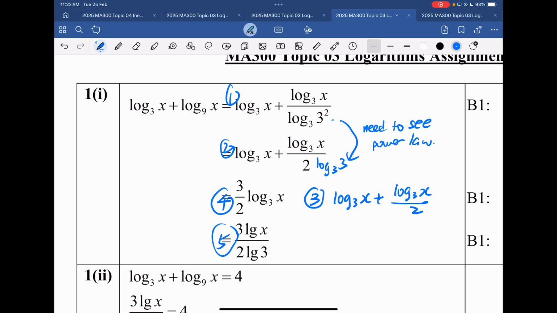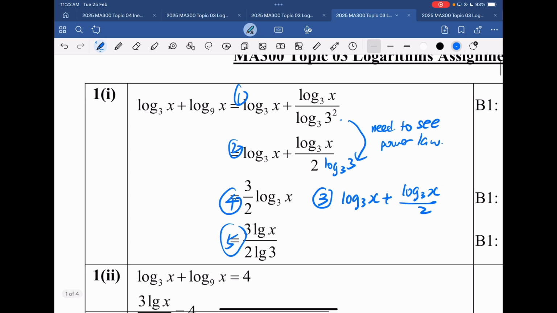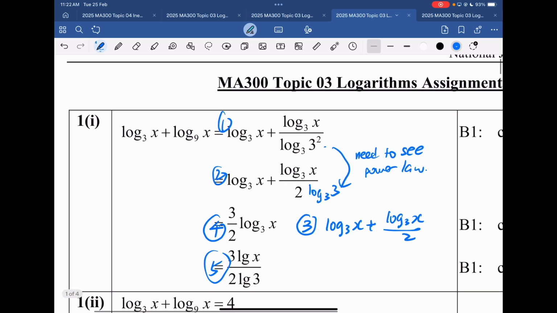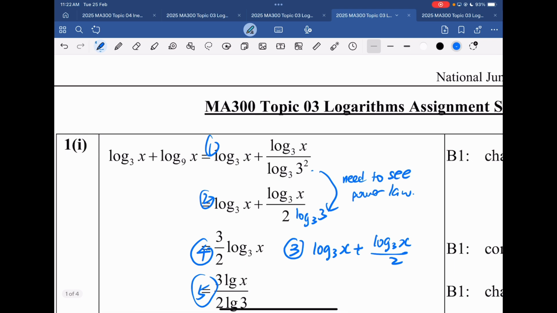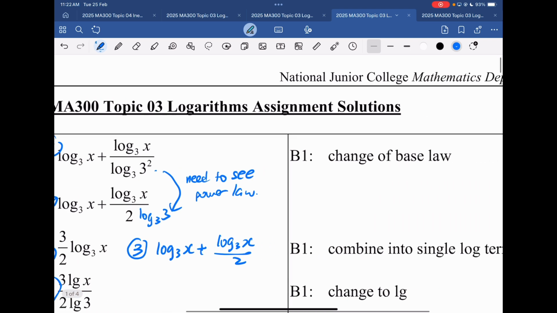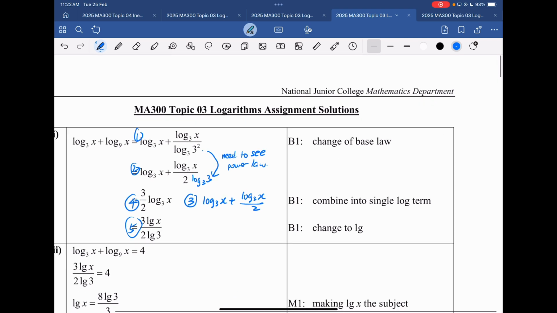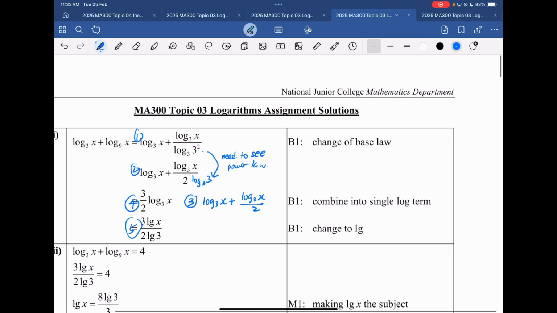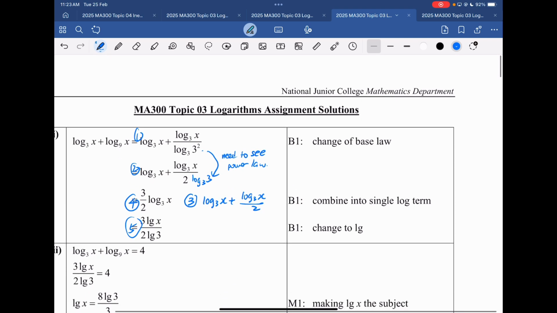Yes, so I have to show the law. The rationale is the teacher must see that you are using a law. So all the marks here go to you. For example, they must see the power law. From here to here, I cannot see the power law. It's not clear. So you need to bring the 2 down: 2 log 3, then change this to 2.